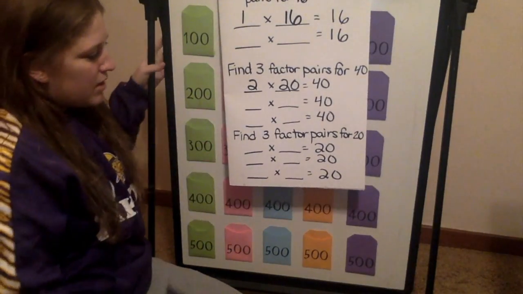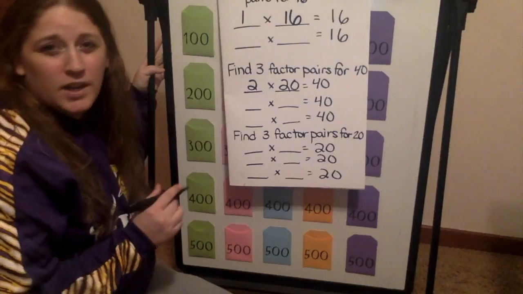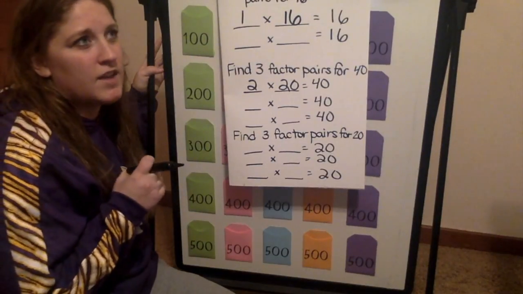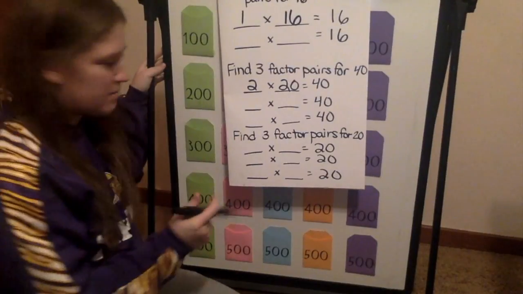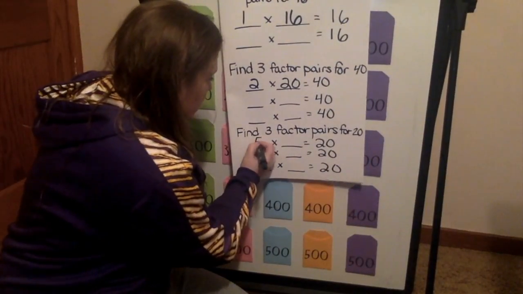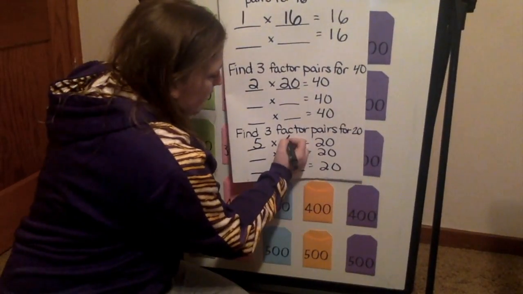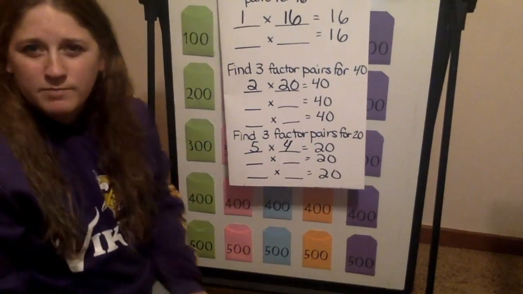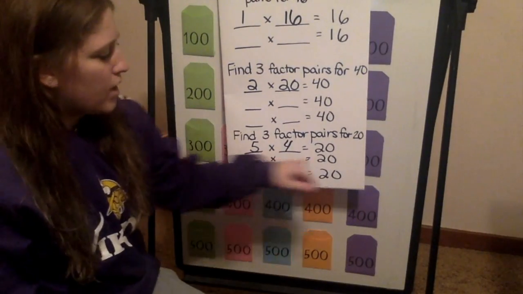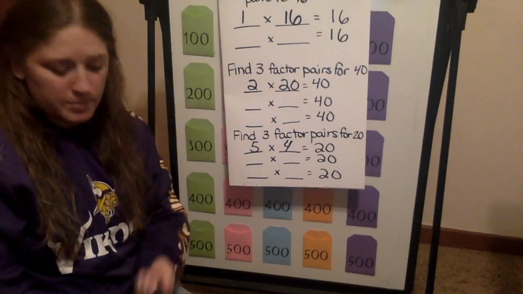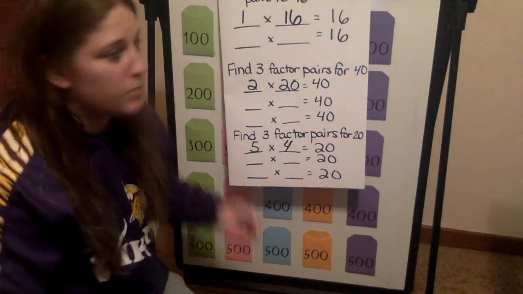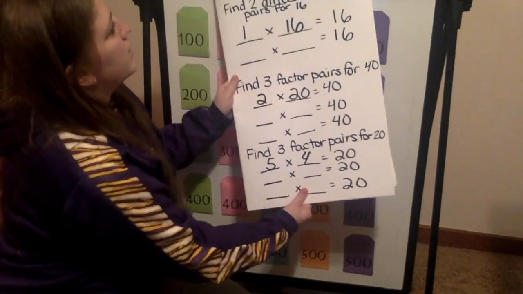The last one will be 3 factor pairs for the number 20. If I think to myself, if it ends in a 0 or a 5, I know 5 is always going to be a factor. So I'm going to take 5, and I know 5 times 4 gives me 20. This is 1 factor pair. I cannot just flip it. Think of 2 other factor pairs. Don't forget that easy one that I always know is a factor of every single number.